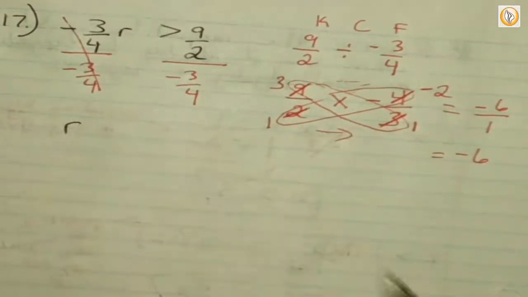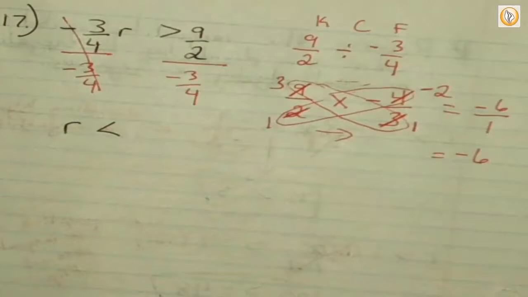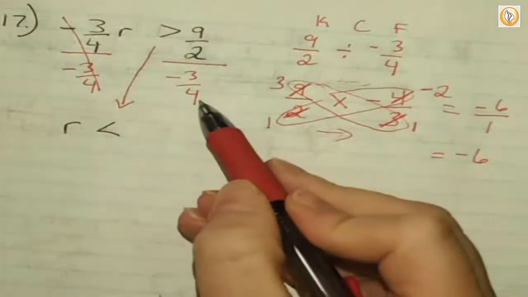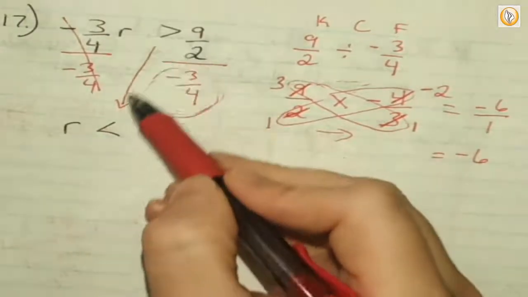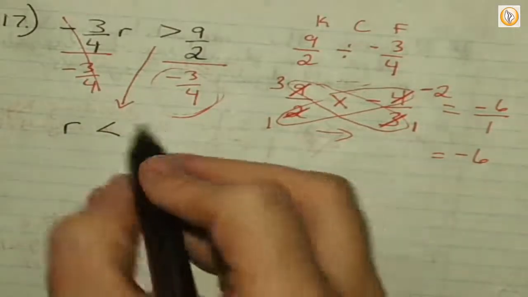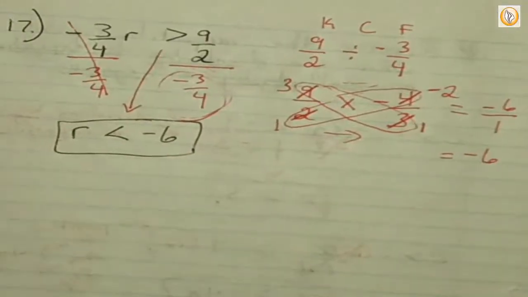All right. So what's my answer? R is less than. Oh, why is it less than? Because you divided by a negative. All right, we divided by a negative. So then we have to flip that sign. So R is less than -6. Any questions? Do y'all understand what to do? Y'all ready to be set free?